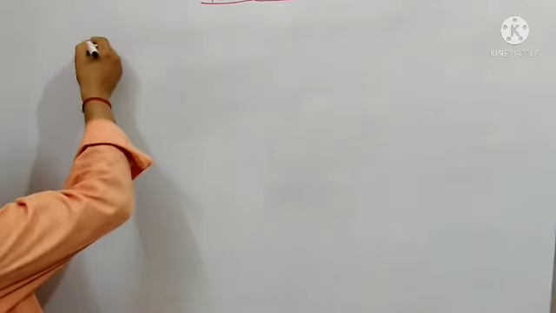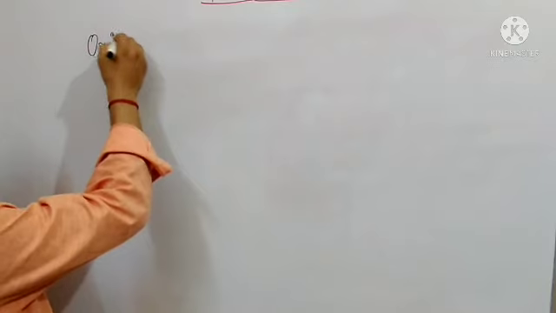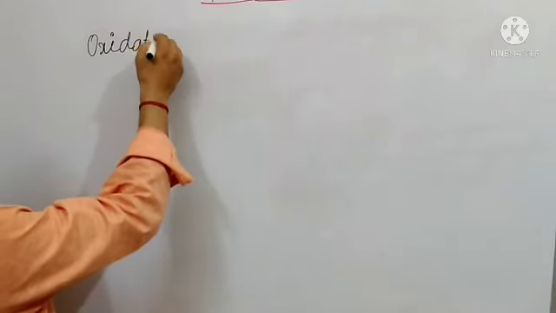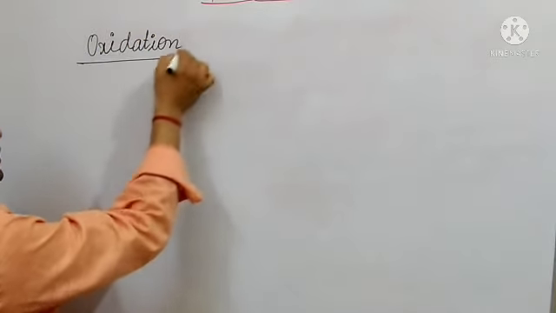Next is oxidation. Before this, we have already discussed two definitions of oxidation. First was addition of oxygen, and second, an element losing electrons. Now the third definition: what is oxidation?